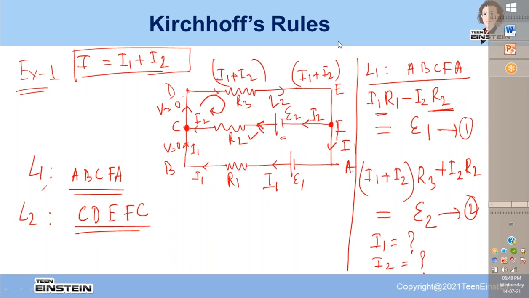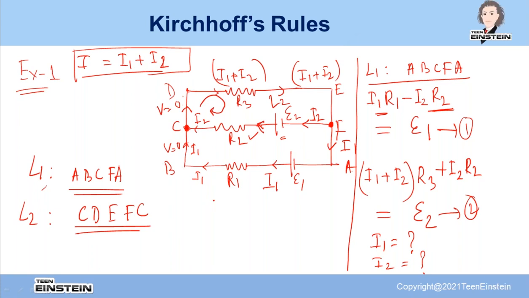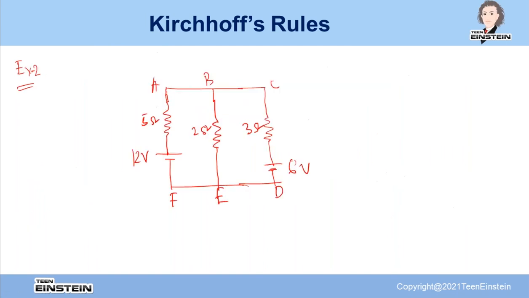See, I have two cells. This is 6 volt. This is 12 volt. This is 5 ohm resistance. This is 2 ohm. This is 3 ohm. You have to tell me what is the current through 5 ohm, through 2 ohm, and through 3 ohm. So there are three currents you have to find out, the current through all three branches. Can you solve it?